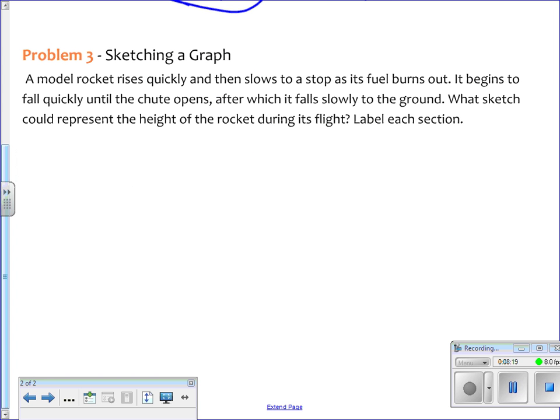Okay, last one. Sketch a graph. The model rocket rises quickly, then slows to a stop as fuel burns out. It begins to fall quickly until the chute opens, after which it falls slowly to the ground. So here's what you're going to do.